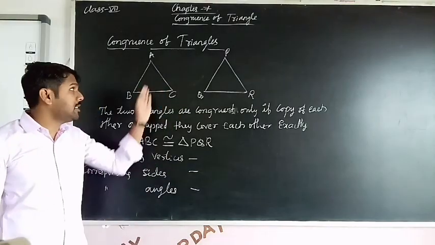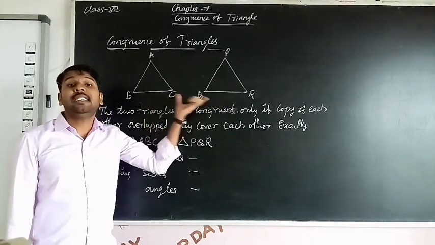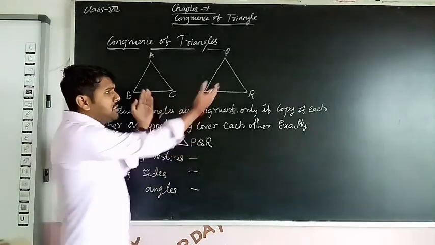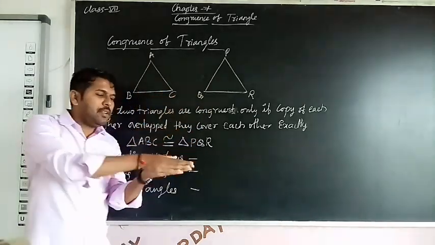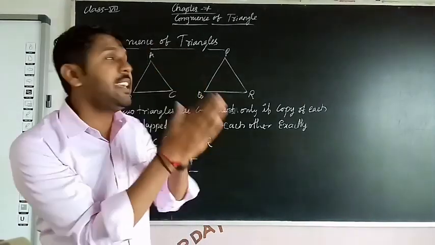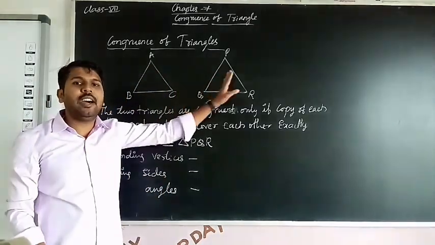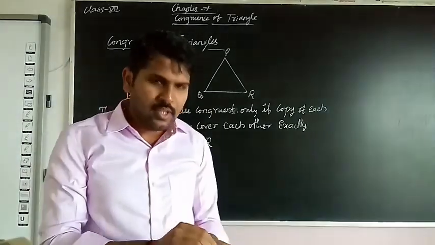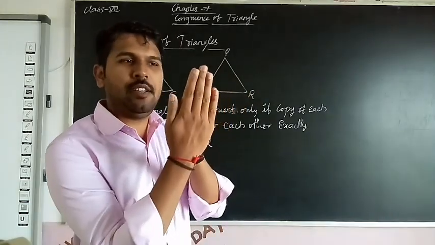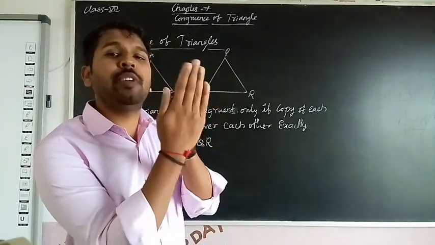So next, congruence of triangles. These two triangles are congruent only when they have same shape and size. So how to check the size if they are not given the length of sides and angles? So just overlap on each other. Okay, just overlap. If they cover each other exactly, that means they are congruent. So how to show that? So this is one figure and this is another figure. If you overlap it, if this covers each other exactly, that means these two figures are congruent.